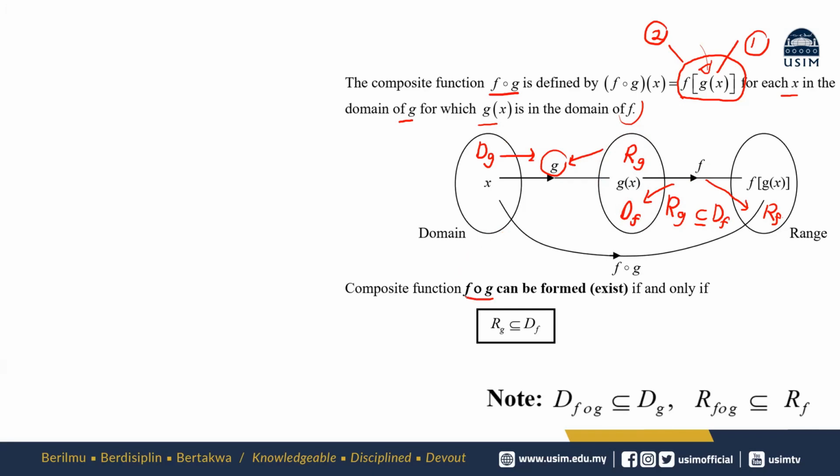So the composite function can be formed, or exists, if and only if the range of G is a subset of the domain of F. When the composite function F compose G exists, this is the domain of FG and this is the range of FG. Automatically we know that the domain of FG is a subset of the domain of G, because they are in the same circle, and lastly, the range of FG is a subset of the range of F.